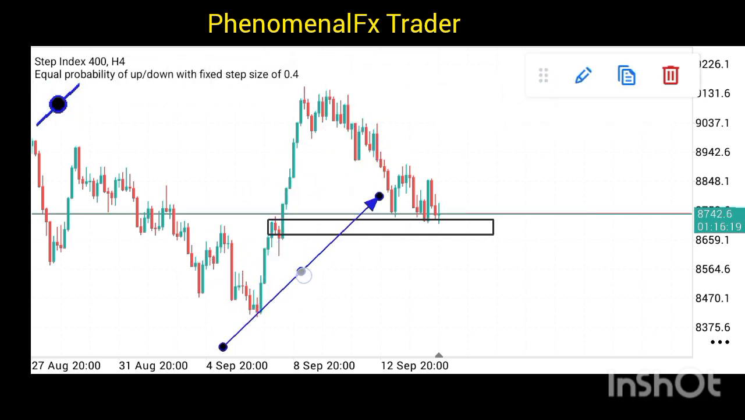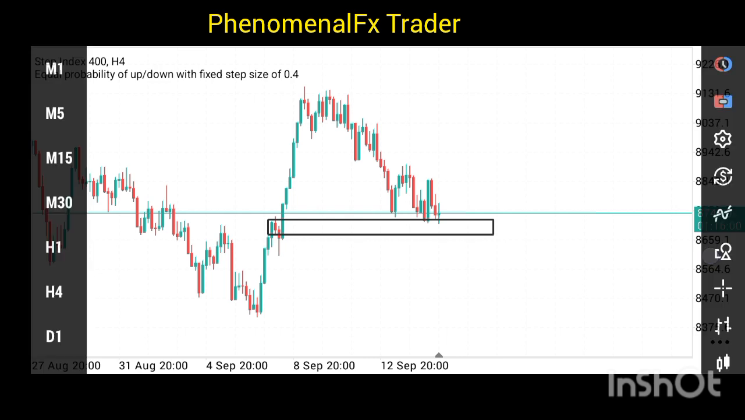As you can see, the market got to this zone and it's been dancing around this zone. Actually, I did this video earlier today, but I mistakenly deleted it from my device, so I had to do this video again at this time.